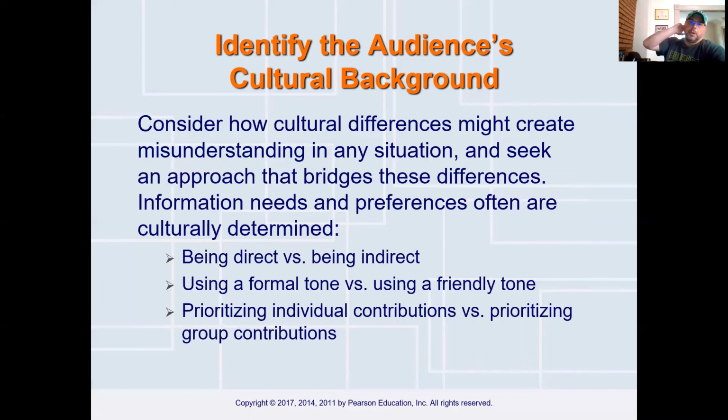Prioritizing individual contributions versus prioritizing group contributions, okay? Again, think about the culture you're in. Are you within an individualist culture or a collectivist culture? Do they believe in the group as a whole, as in, say, Japan might? Or is it more of an individualist approach where we are all these unique snowflakes, such as in the United States?